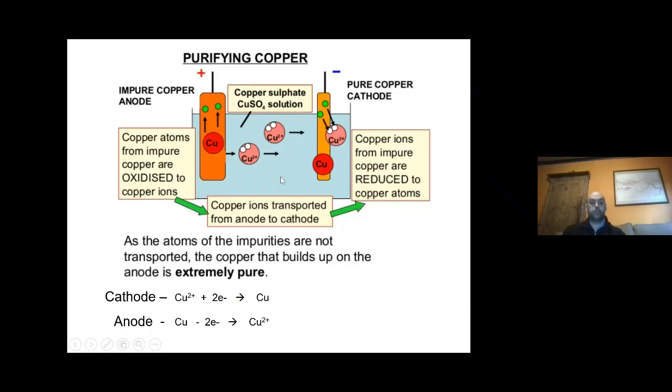Okay, 2 equations there for you then, for the anode and cathode. You see the copper, this is the usual one, just adding electrons to form copper, but at the anode, we're taking those electrons away. Remember, we could also write that as Cu goes to Cu2+ plus the 2 electrons.